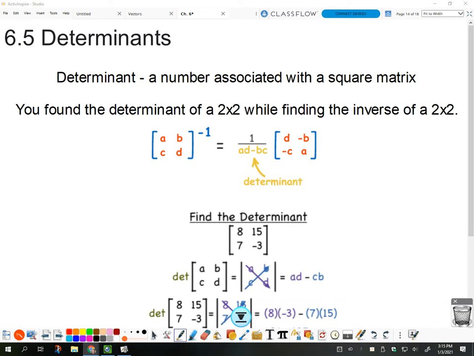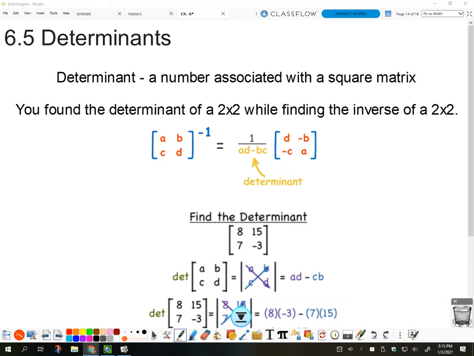Okay, so section 6.5 is on determinants, and we're going to learn how to find them and then one application of them. So a determinant is a number associated with a square matrix. I know that's not a really special definition, it's not even that descriptive, but that is the definition of a determinant. We actually already found the determinant of a 2 by 2 when we did the inverse. It's that little denominator piece.